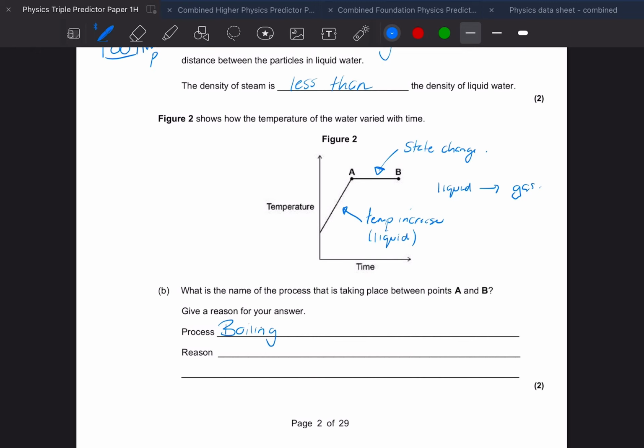And what is the reason? How do we know that? Well, it's this flat line. And it's because at this point, we have a constant temperature.